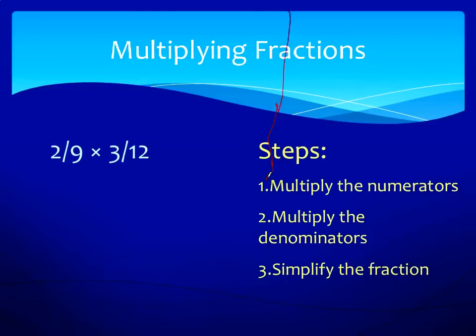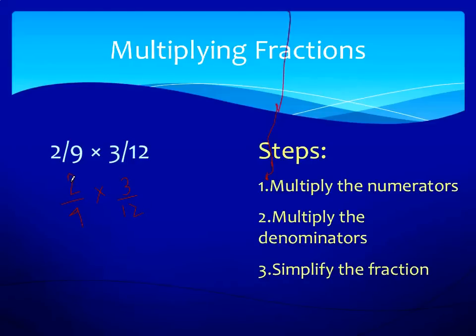Our first step is we're going to multiply the numerators. Our second step is we'll multiply the denominators. And finally, we'll simplify the fraction. So let's look at this example right here: 2/9 times 3/12. So I'm going to rewrite this problem so that I have the fraction bar instead of the backslash.